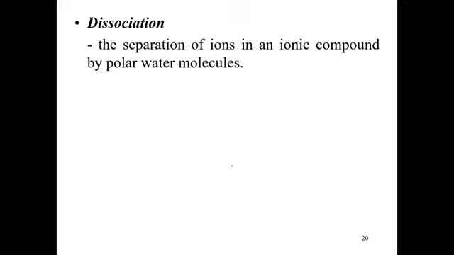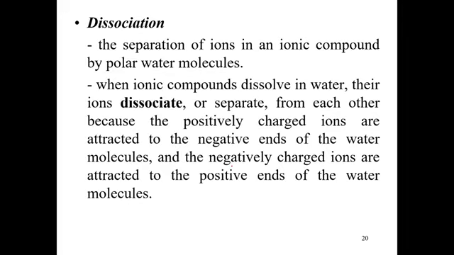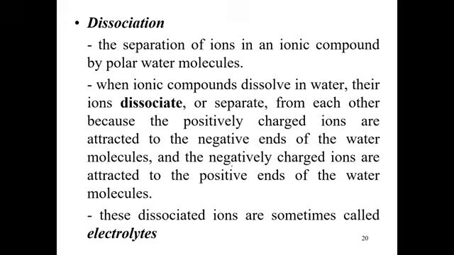Next, we have dissociation. What is dissociation? Dissociation is the separation of ions in an ionic compound by polar water molecules. When ionic compounds dissolve in water, their ions dissociate or separate from each other because the positively charged ions are attracted to the negative ends of the water molecules, and the negatively charged ions are attracted to the positive ends of the water molecules. These dissociated ions are sometimes called your electrolytes.